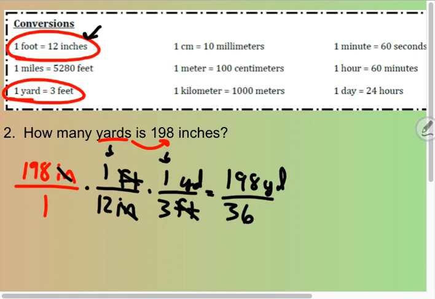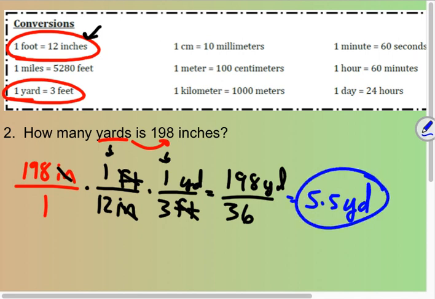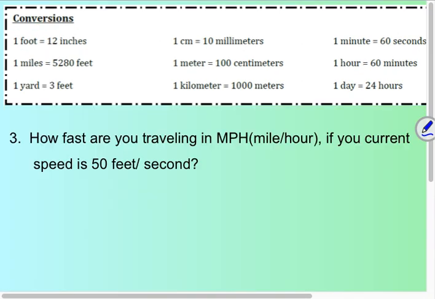So our answer is 198 divided by 36. Let me see if I have that really quick here. Yeah, you end up getting 5.5. So this is 5.5 yards if you divide it out on your calculator. Okay, a little bit more complex problem here.